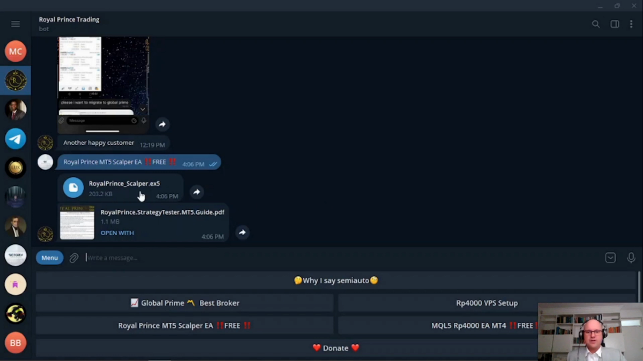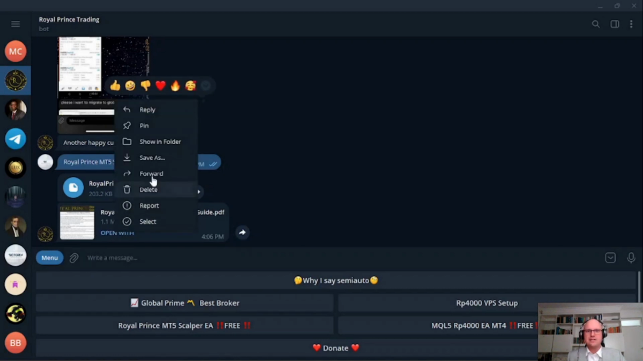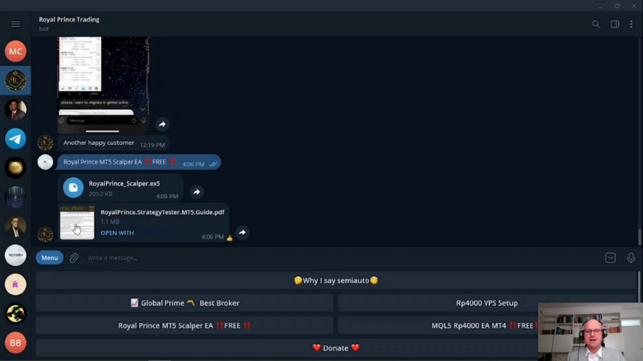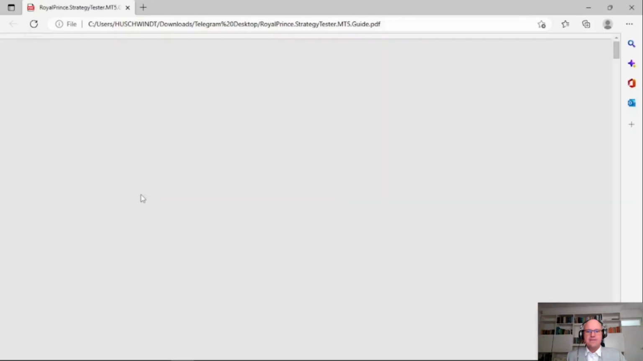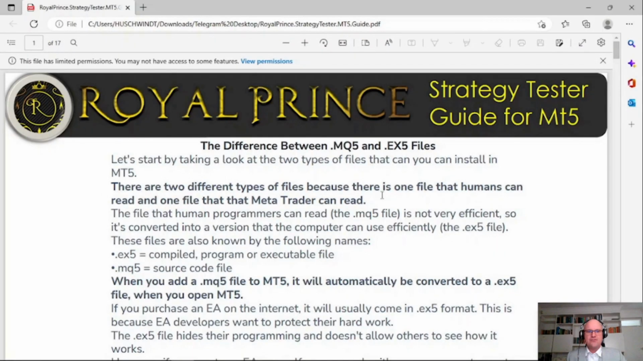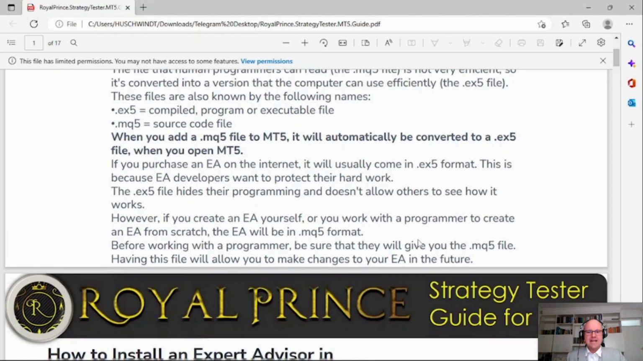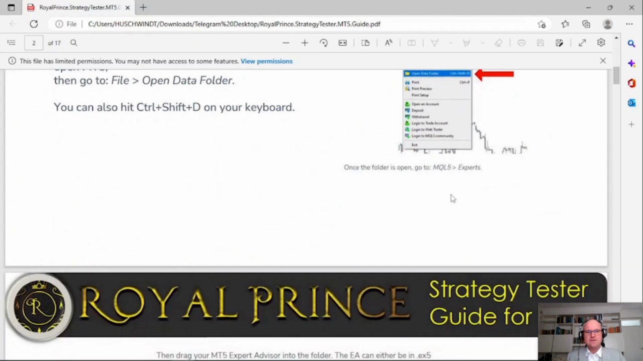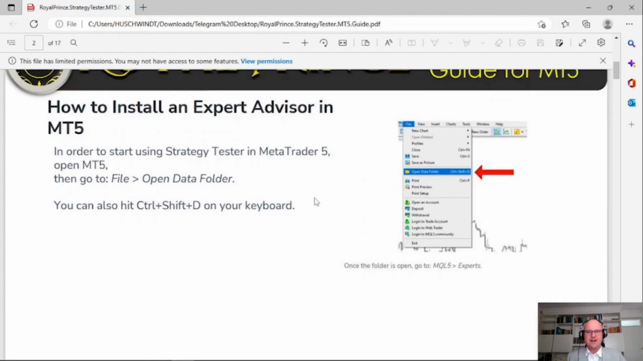You will see the Royal Prince scalper also comes with an MT5 strategy tester guide. I have found the guide filled with useful information, especially for those of you that are new to robot testing and optimization. In the document, you will find different relatable sources, including the difference between a source file and a code, as well as an executable file, and how to install the Expert Advisor.